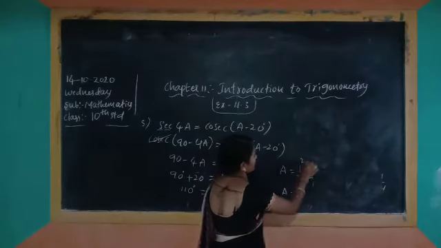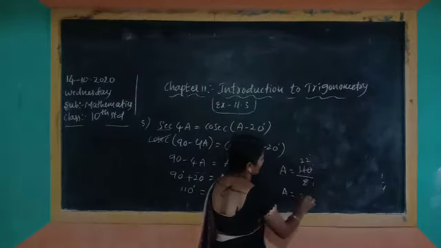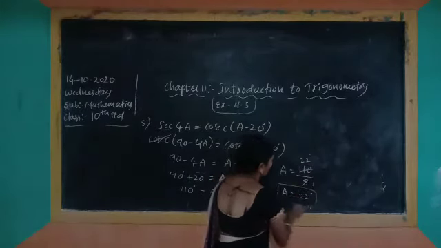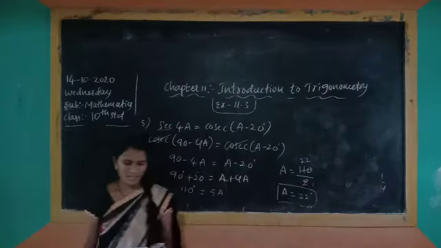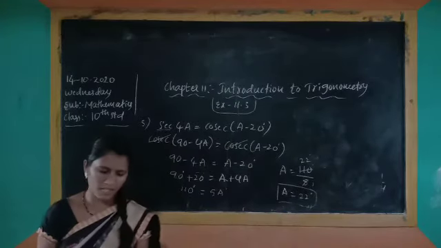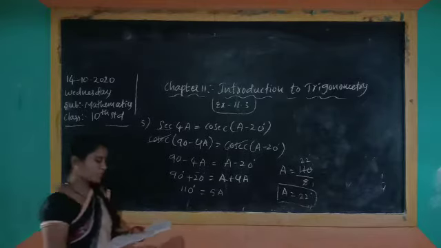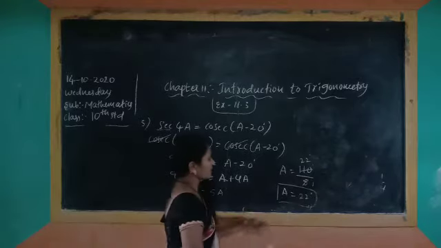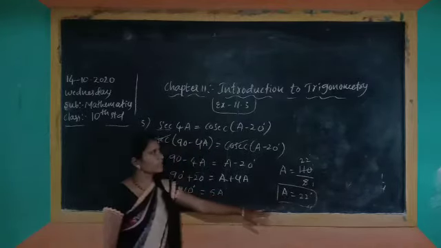Do the division: 110 by 5. 5 ones are 5, 5 twos are 10. The value of A is 22 degrees. The angle A is an acute angle, as required in the question to find the value of A. That's why I have written the value of A as 22 degrees.